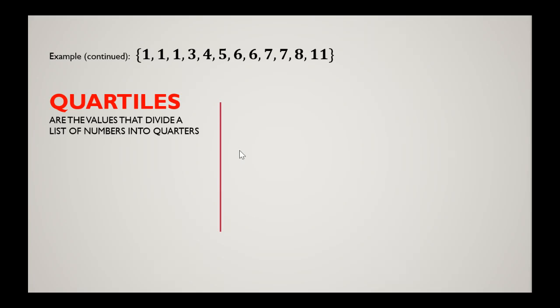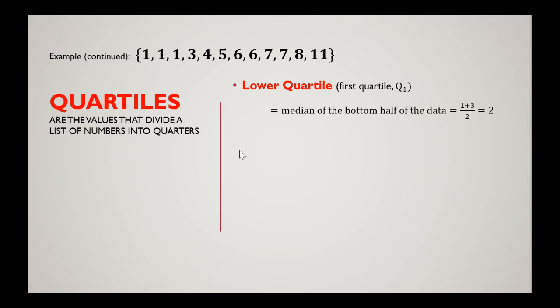And so we have 3 quartiles, right? The first quartile, which we also call the lower quartile, and the symbol that we use for that is called Q1. That's going to be the median of the bottom half of the data.